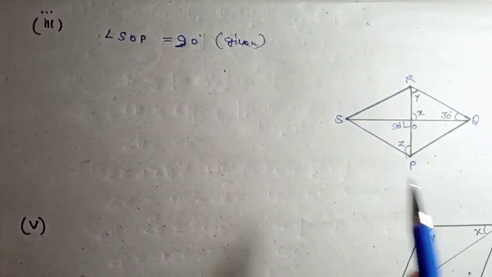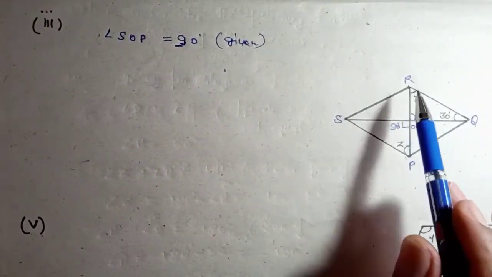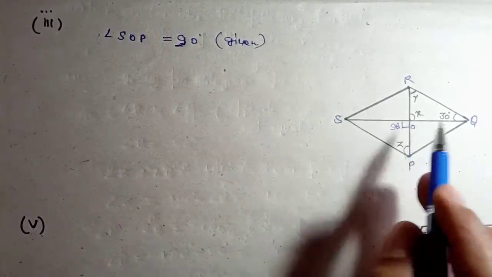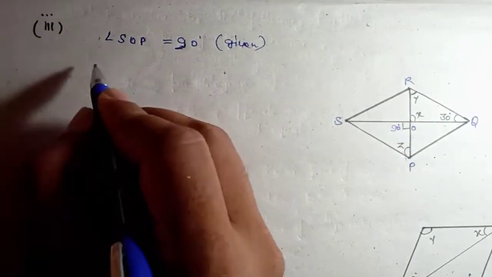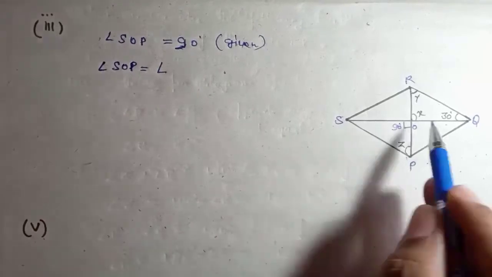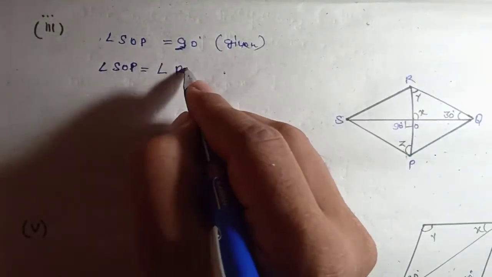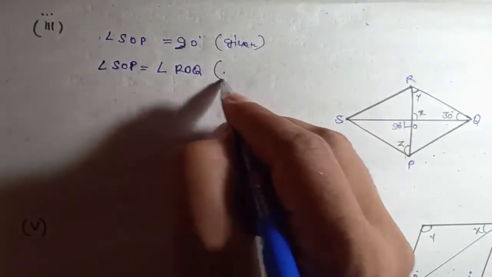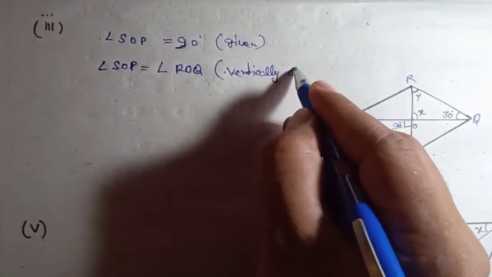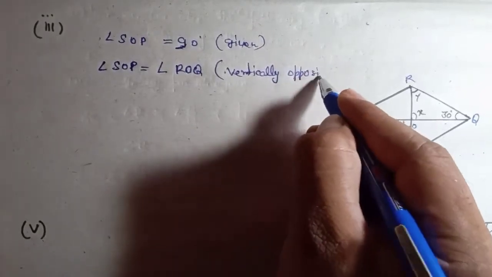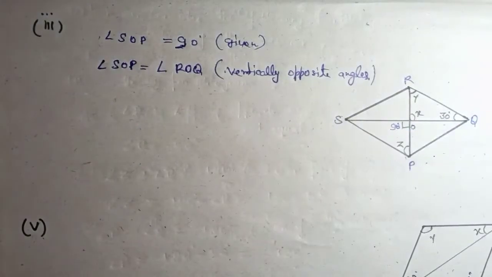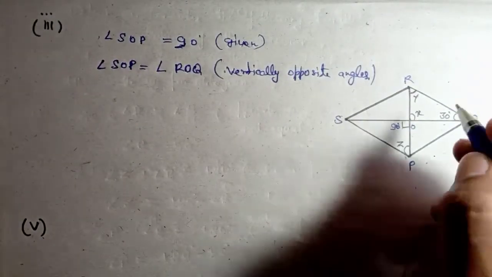But you know what? Angle SOP and ROQ are equal. Why? Because they are vertically opposite angles. So you can write angle SOP is equal to angle ROQ. Why? Vertically opposite angles. Now the value of angle X is 90 degrees.